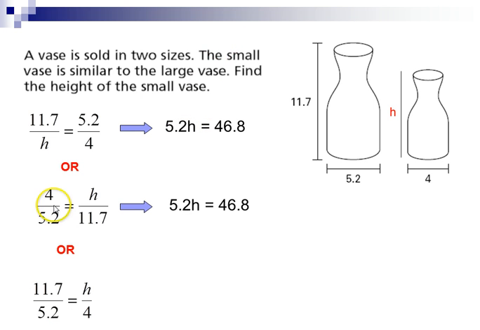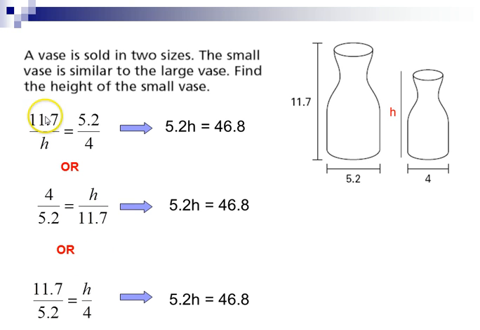Same thing with the second one. We can do 4 times 11.7, kind of cross multiplying here. 4 times 11.7 is 46.8. 5.2 times h is 5.2 times h. And if we cross multiply the last one, 11.7 times 4, well, we've done that twice already. That's 46.8, and 5.2 times h is also 5.2 times h.